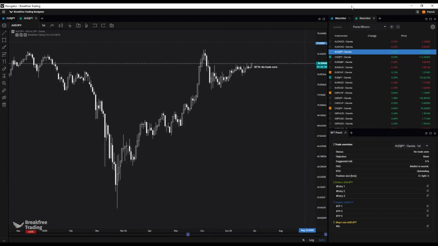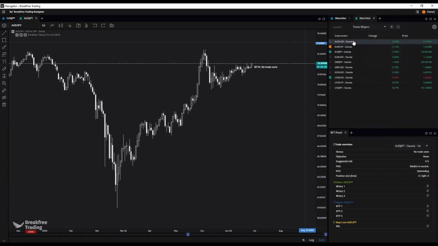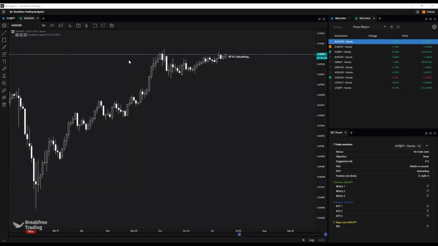Let me start with the majors. That's usually how I like to go about it. The majors are always the best pairs, with the tightest spreads, so always start with those first. If there are no trades on the majors, then you can move into the minors. I've got my Forex watch list here on the Forex majors, and we're just going to go through each.